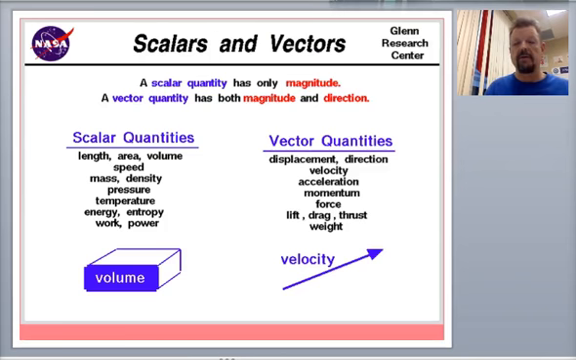Scalars and vectors are not the same thing. A scalar quantity only has magnitude. A vector quantity has both magnitude and direction. Examples of scalar quantities include length, area, volume, speed, mass, density, pressure, temperature, energy, entropy, work, and power. Vector quantities include displacement, direction, velocity, acceleration, momentum, force, lift, drag, thrust, and weight.